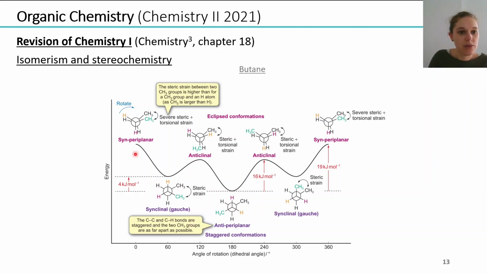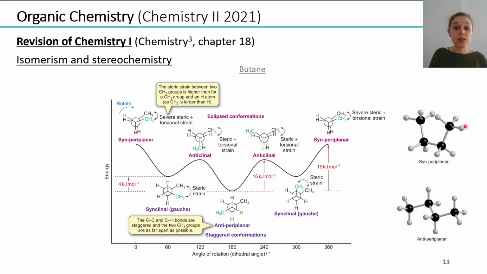If you just follow the energy diagram, then you can see that the lowest energy will be here in the anti-periplanar conformation, where you have the methyl groups as far from each other as possible. And here you can easily see that the two methyl groups are very close to each other, so you will expect a repulsion, whereas here in the anti-periplanar conformation, the methyl groups are quite far away from each other.